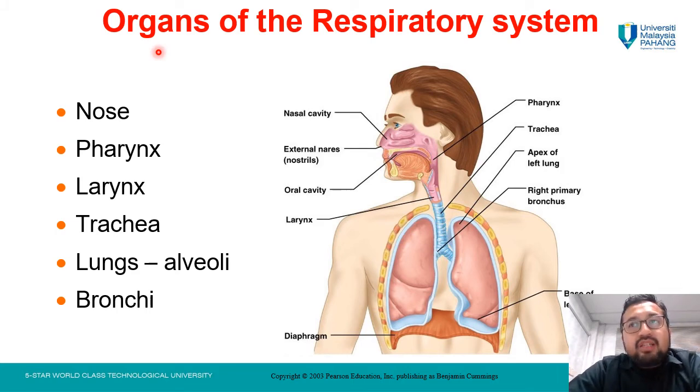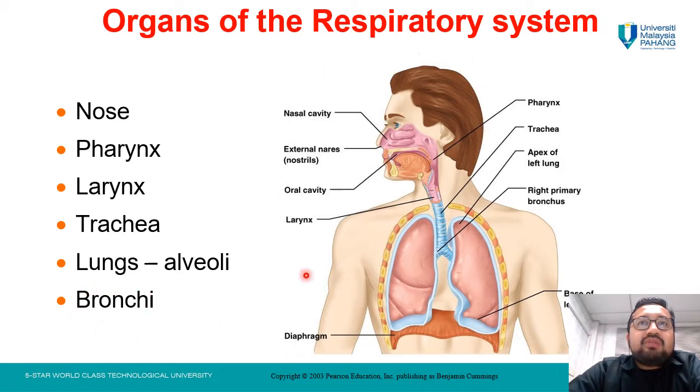Okay, organs of the respiratory system. When we talk about anatomy, a system is a combination of organs which work together to do the same function, and in this case it is the respiratory system or respiratory function. So organs of the respiratory system, mainly we've got nose, and then pharynx, larynx, trachea, lungs, where at the end or the terminal passage is the alveoli, and then we've got bronchi as well.